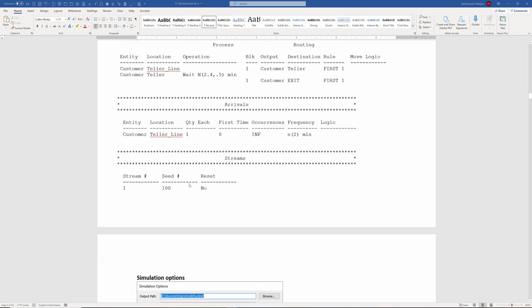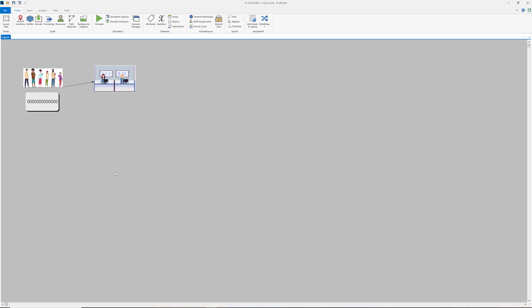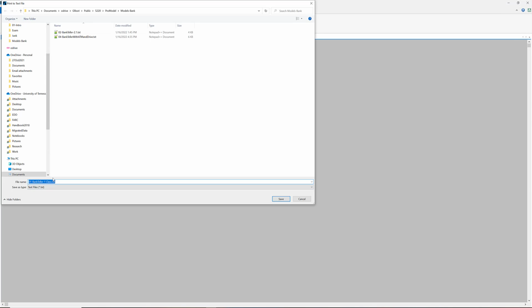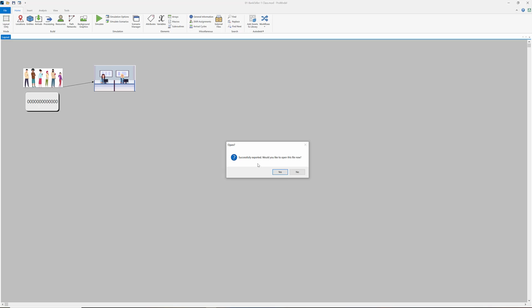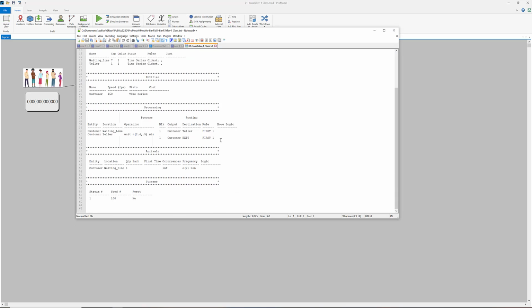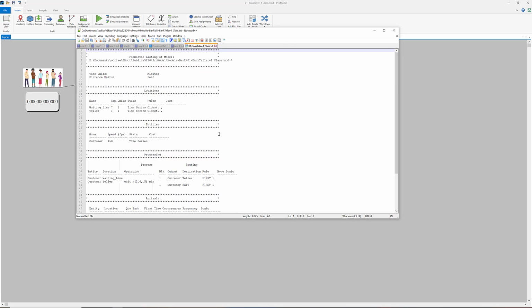And then you have your arrivals, and if you have any streams, the stream. So you go to file, print, then we have several options. What we want is export model text. So that's going to save here. So click yes, and you open it, and here it is. So you have the model in text form.